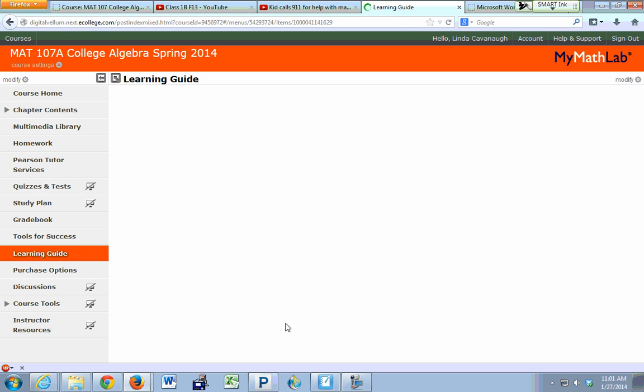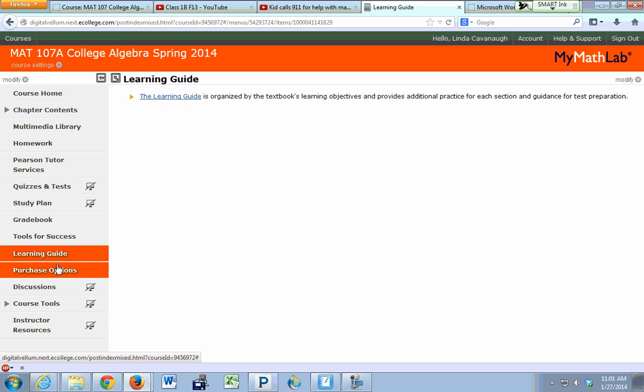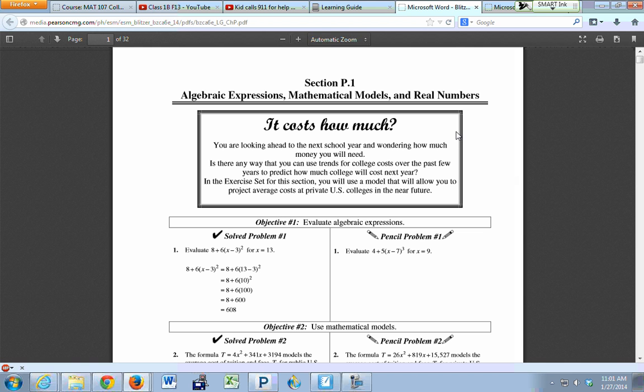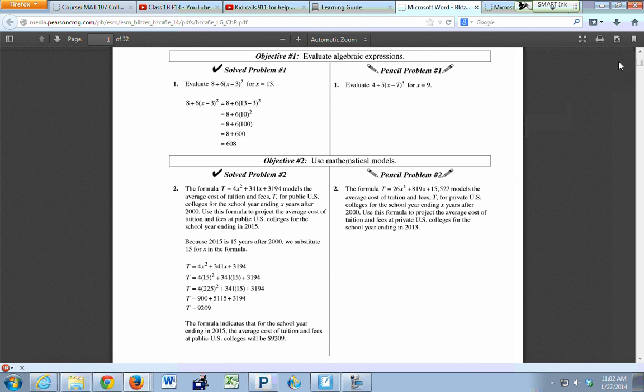This learning guide is really neat. I didn't have this available last semester, but it is available this semester. So if you go to Chapter P, here's the very first section we're covering today. The learning guide breaks the section down into every single mini objective that you're taught in that section. It gives you a problem all worked out on this side, and then it gives you one to check out and try on your own.